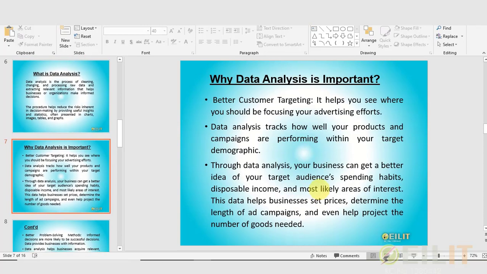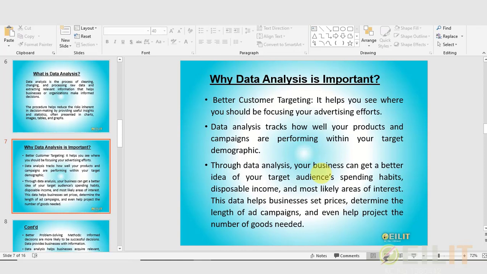There are some importance of data analysis, and one of the importance of data analysis is that it helps to make better customer targeting. Now, if you are trying to make an advert, you actually need a target audience or target customers. And the essence of data analysis is to give you some insight on how you can know your audience and target your advertising to your audience.